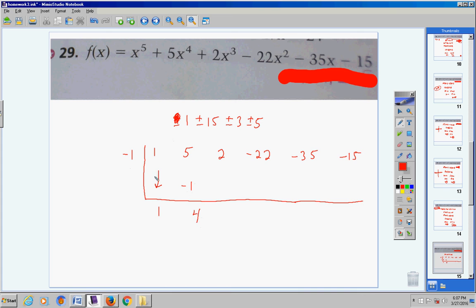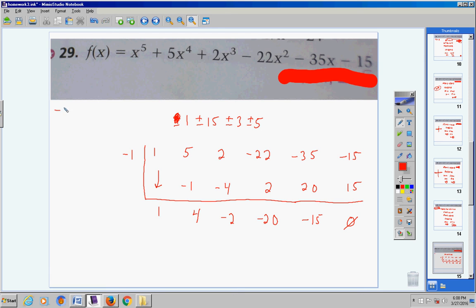Combine. 4. Negative 1 times 4, negative 4. Combine. Negative 2. Negative 1 times negative 2, 2. Combine. Negative 20. Negative 1 times negative 20, positive 20. Combine. Negative 15. Negative 1 times negative 15, positive 15, 0. So we did it. So negative 1 gave me out a 0. So there's one of my zeros, negative 1.